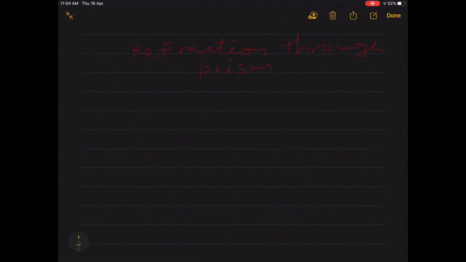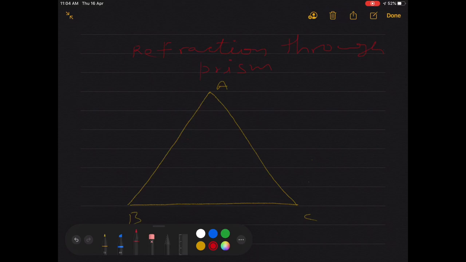So dear students, in this lecture we will learn about the refraction through a glass prism. Now let us consider a glass prism ABC. The incident ray PQ is incident at the interface AB. Since this ray is entering from a rarer to denser medium, it would be refracted such that it bends towards the normal.